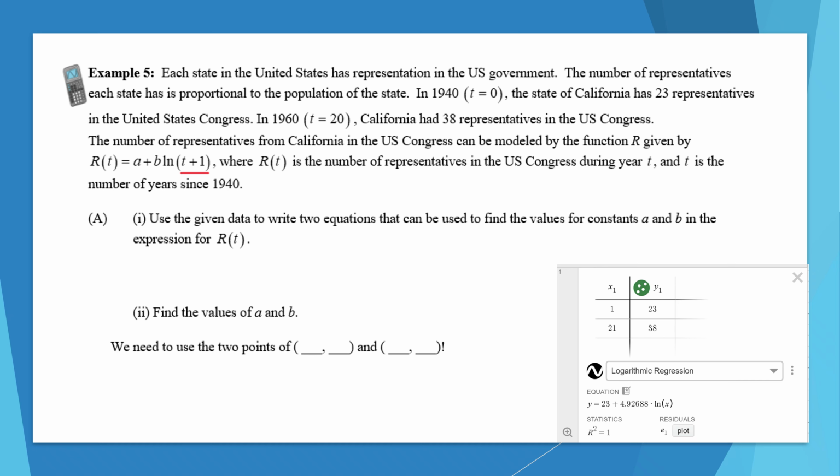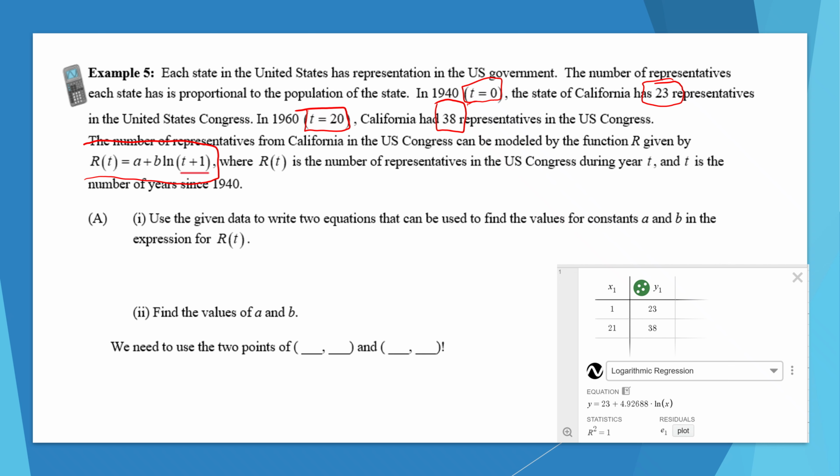Remember, this is the House of Representatives, not the Senate, but the number of reps that each state has is proportional to the population of the state. In 1940, which is t equals 0 here, the state of California has 23 representatives. 20 years later, in 1960, California has 38 representatives.